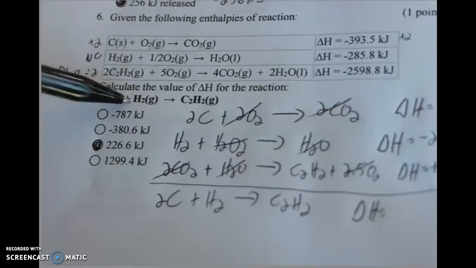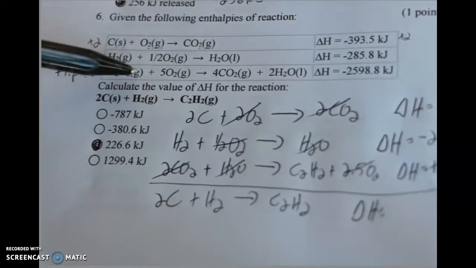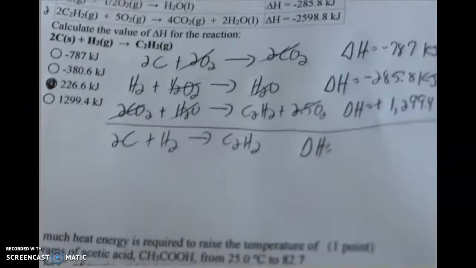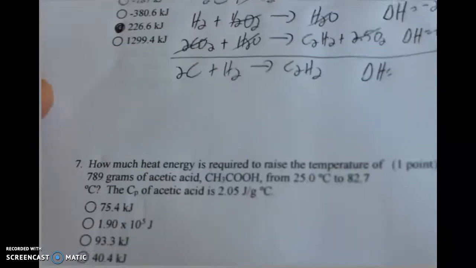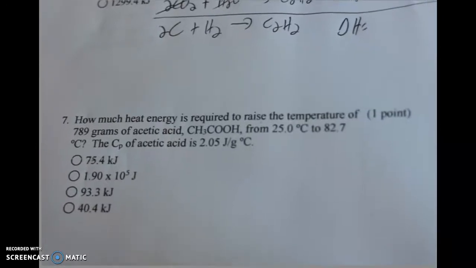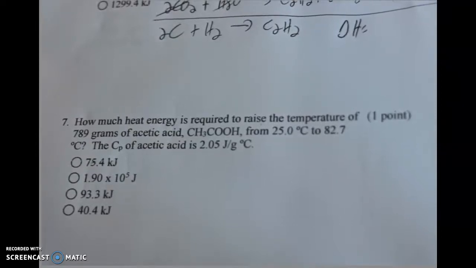Didn't come up in this problem, but again, if you are looking at something and it shows up in more than one sub-equation, just skip it and move on to the next thing and it will work itself out. All right, for this next one, how much heat energy is required to raise the temperature of 789 grams of acetic acid from 25.0 to 82.7 degrees Celsius? Specific heat of acetic acid is 2.05 joules per gram degree C.